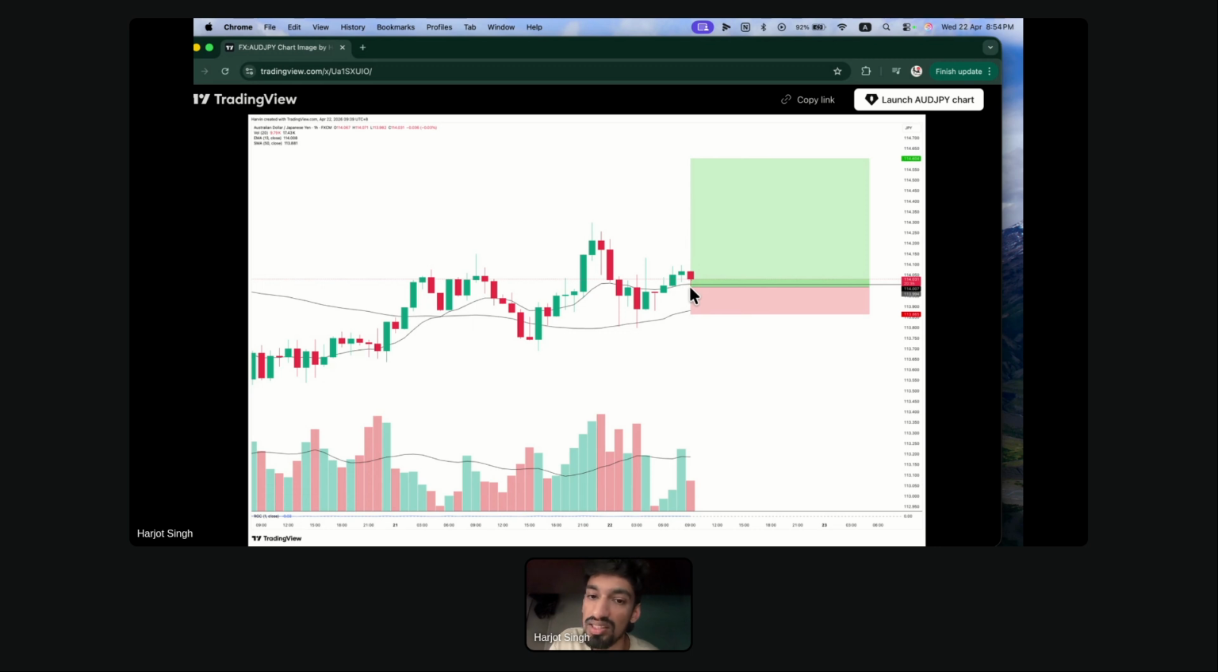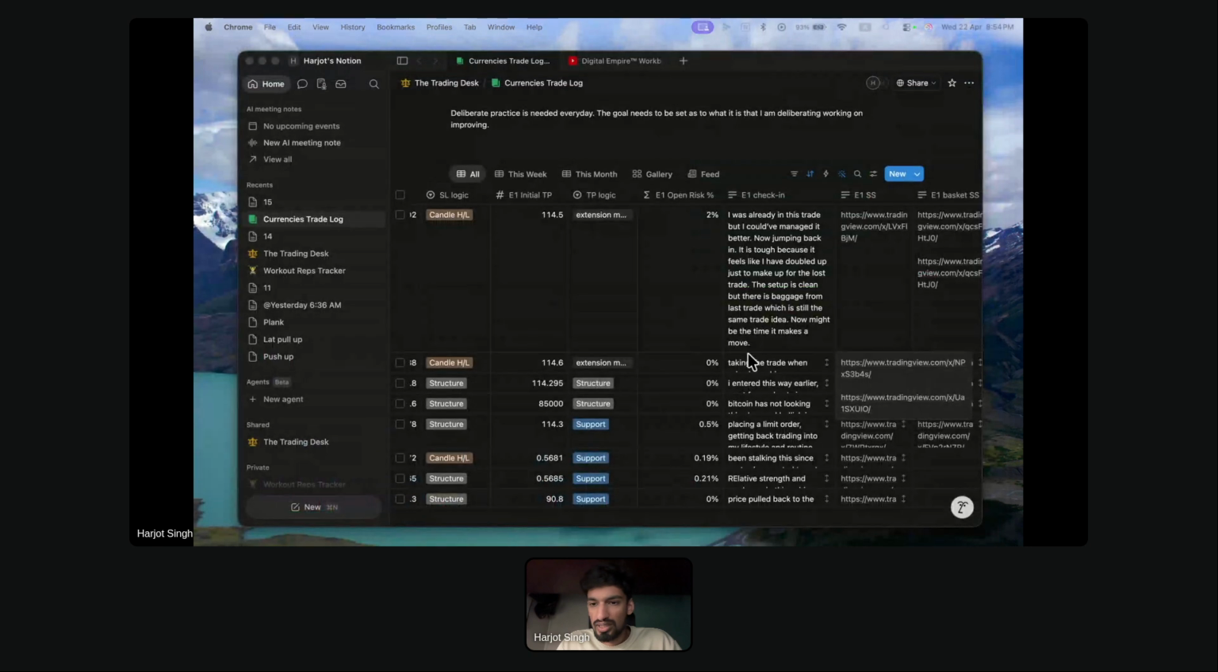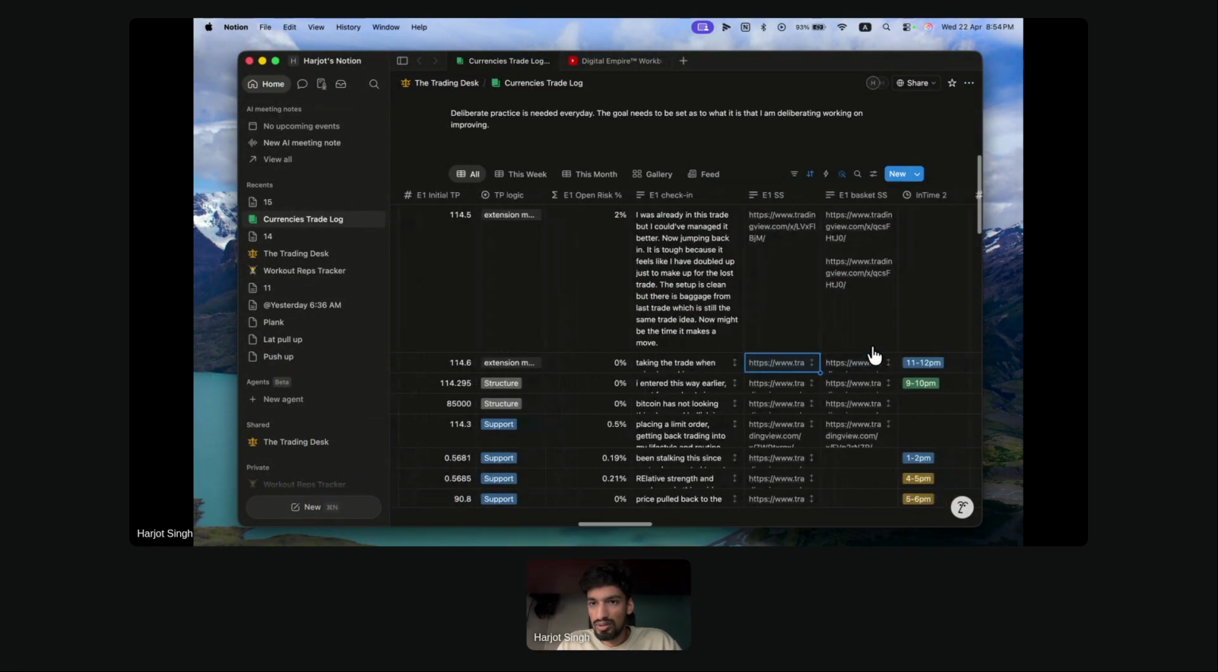If there's no confirmation, then I'm looking to get in early and buy these price wicks towards these levels, these key indicators. And yeah, I'm pretty proud of that actually. That was really good. I'm pretty proud of that one.